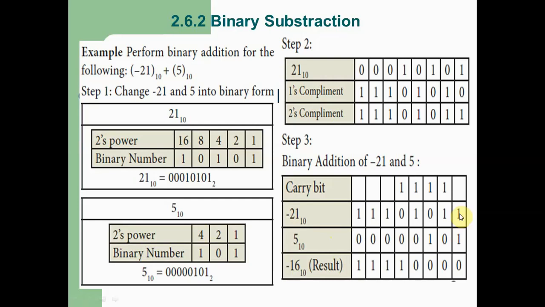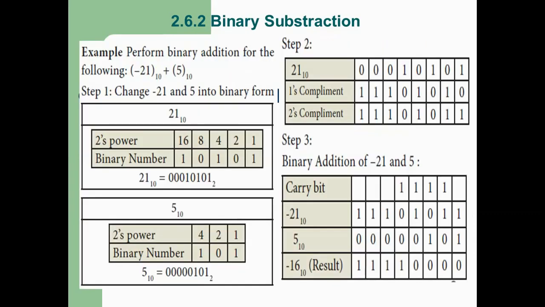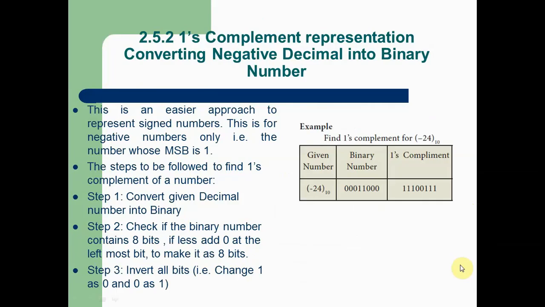After finding the binary values for minus 21 and 5, write the numbers in this format and apply the binary rules. Sorry, we are not subtracting here, we are adding. So 1 plus 1 is equal to 10. So 0 is the sum bit, and 1 is the carry bit.